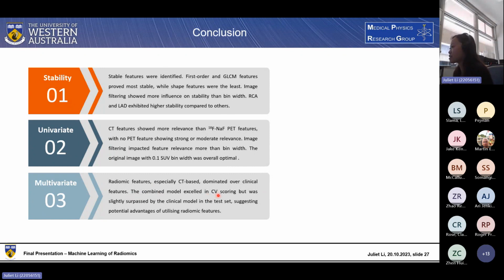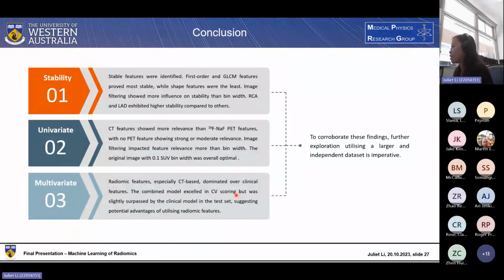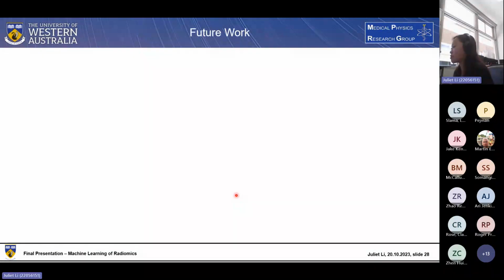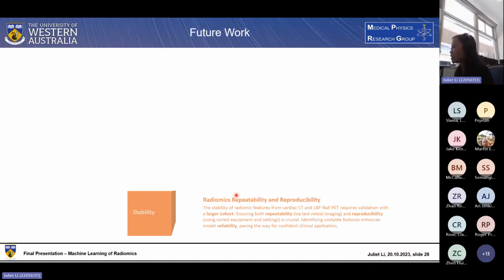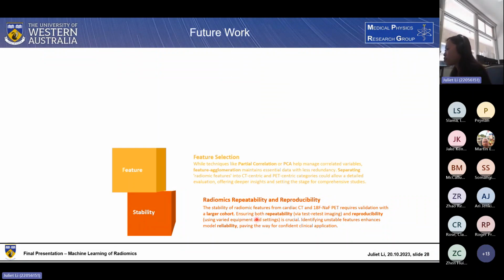The combined model had the highest internal cross-validation, but was surpassed by the clinical model in the external test set, suggesting a potential advantage of utilizing radiomics features, but everything needs to be further validated using a much larger, multi-center study. Future work: we need to investigate repeatability and reproducibility of the radiomics features a lot better with test-retest studies and other reproducibility studies. As mentioned before, other feature selection techniques can be used other than the one that we used in this study.